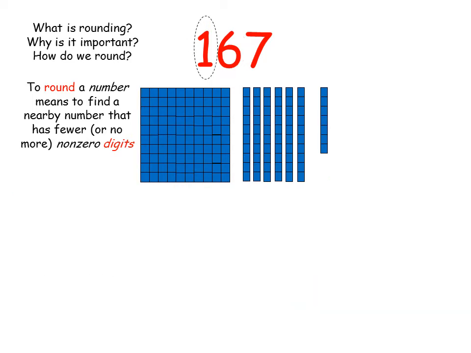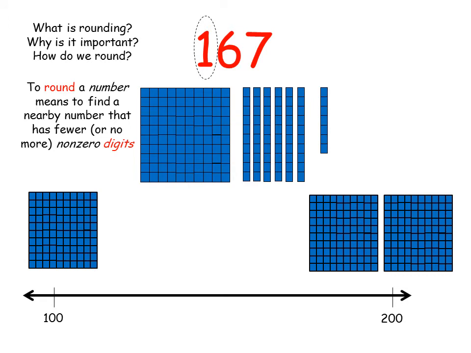Let's look at rounding it to one with only one non-zero digit. So with only one non-zero digit, that means the other 2 digits would have zeros. So 167 will be between 100 and 200. Notice both 100 and 200 have only one non-zero digit and the other digits are zeros.